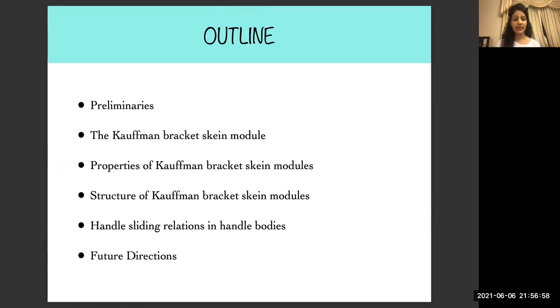I will first speak about some preliminary notions about handles, handle slidings, connected sums, and the Temperley-Lieb algebra. Then I will talk about the Kauffman bracket skein module, and I'll discuss some of its properties. I'll also discuss the structure of the Kauffman bracket skein modules, and then I will talk about Kauffman bracket skein modules of handlebodies and discuss handle sliding relations in them. And then finally, I'll talk about some future directions that my work can take.